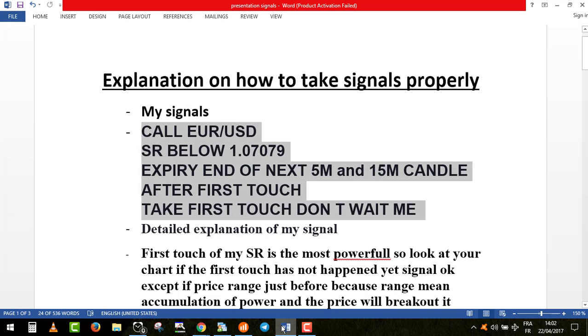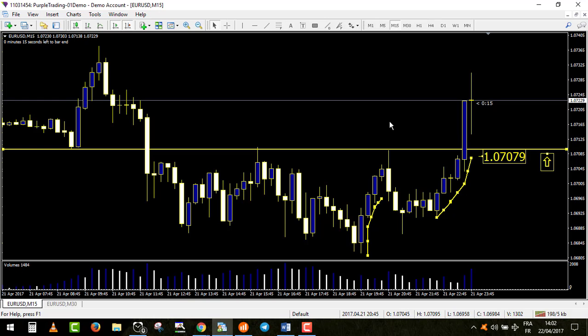And in this example, it is for 5 minutes, end of the next 5-minute candle, or end of the next 15-minute candle. This chart is a 15-minute chart on the MetaTrader platform, because you can have a lot of drawing tools and good features that I will explain a little later.